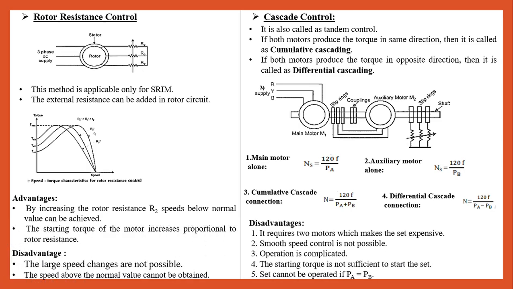Cascade control consists of so many disadvantages. First one, it requires two motors, which makes the set expensive. Set means the whole arrangement, which includes main motor M1, auxiliary motor M2 and its related slip rings couplings arrangement. Smooth speed control is not possible. Operation is complicated. The starting torque is not sufficient to start the set. Set cannot be operated if number of poles of main motor and auxiliary motor is equal.